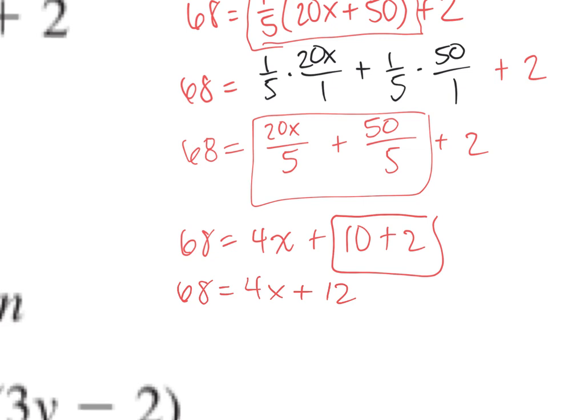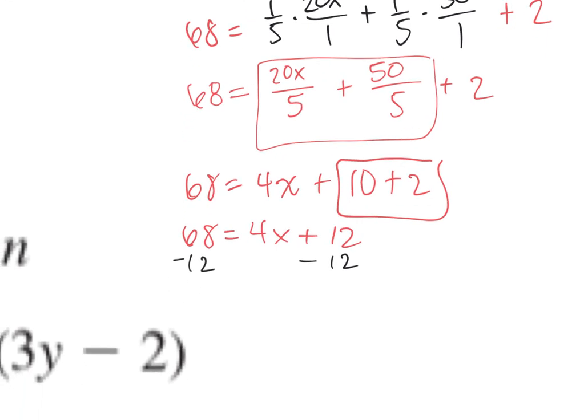Okay, this looks like something we've done. We got it down to something we've done. What do I do next? Be very, very careful here. Sophia? Isolate the 4x. How am I going to do that? Subtract 12. Yes! Subtract 12 from both sides.